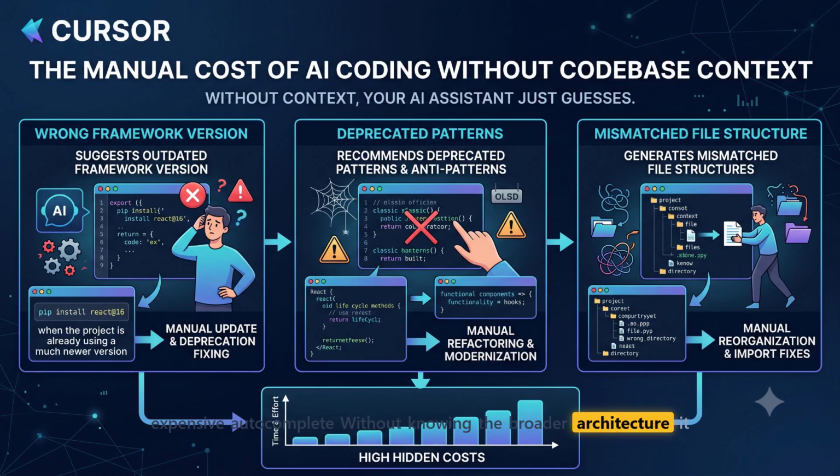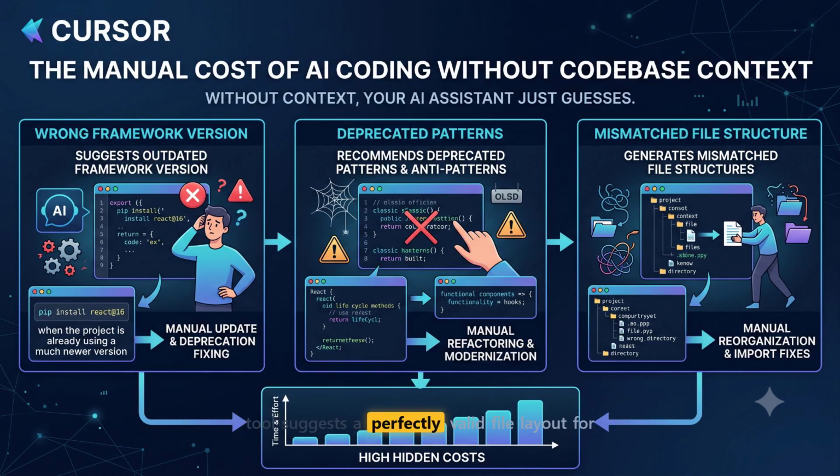It suggests outdated lifecycle methods or anti-patterns that your team explicitly banned in the linting rules 2 years ago. You end up trapped in this exhausting cycle of manual refactoring and modernization, clean coding the very code your assistant just generated. Follow the path further to the right panel, where the structural disconnect becomes painfully obvious.